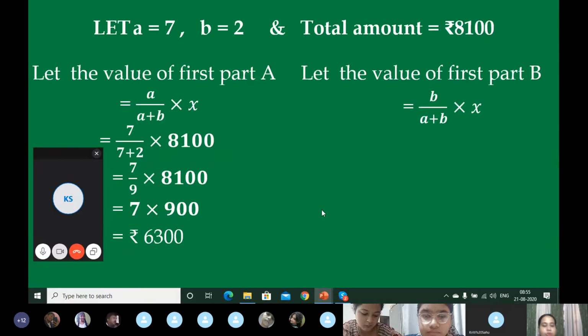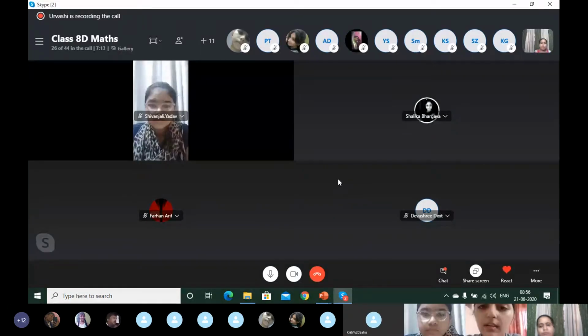But what will be the third formula if you have to divide the same value into three parts? A will be A upon A plus B plus C into X. B part will be B upon A plus B plus C into X. Then if we have to break it into a third part, what will be the value of C? Can anyone tell the formula? Ma'am, C upon A plus B plus C.